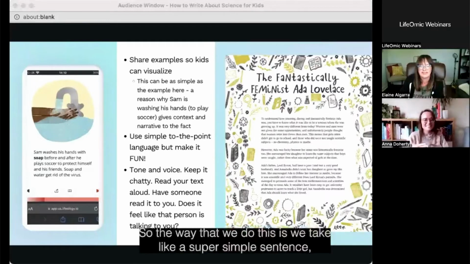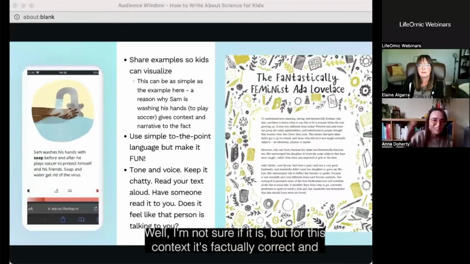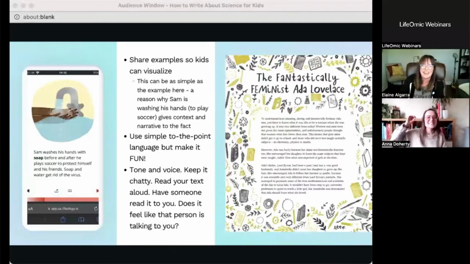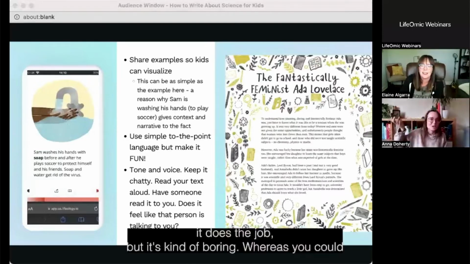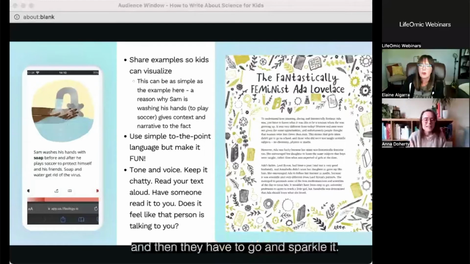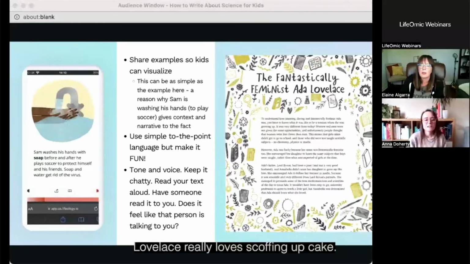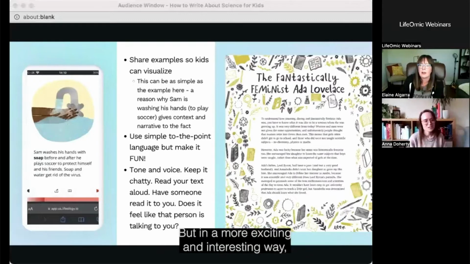So the way that we do this is we take a super simple sentence like, Ada Lovelace really liked eating cake. That's factually correct. Well, I'm not sure if it is, but for this context, it's factually correct. And it does the job, but it's kind of boring. So I give a sentence like that to the kids and then they have to go and sparkle it. And so you could say something like, Ada Lovelace adores munching cake, or Ada Lovelace really loves scoffing up cake. And that says the same thing, but in a more exciting and interesting way.